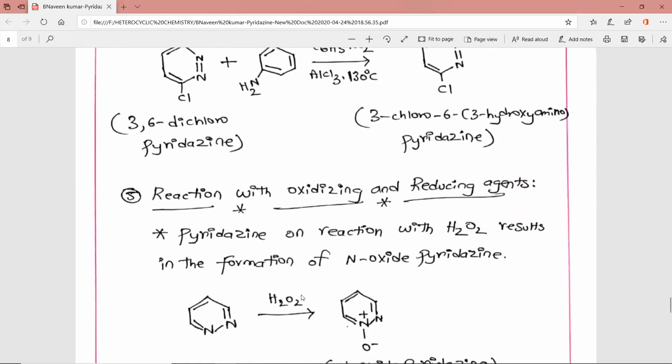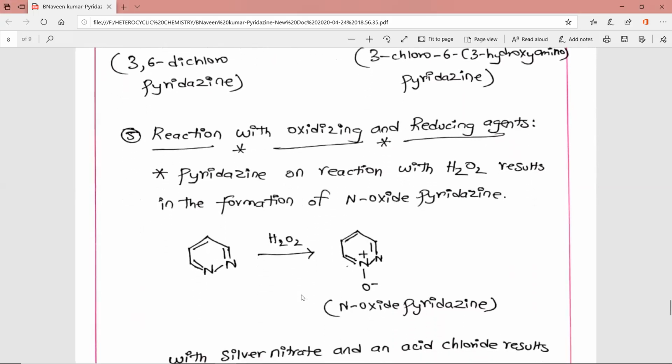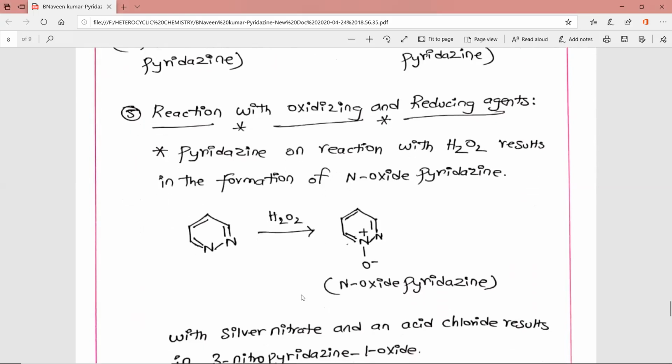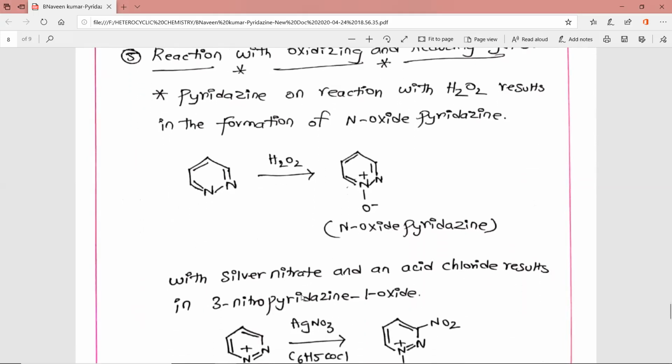So, reaction with oxidizing reagents. Pyridazine on reaction with hydrogen peroxide results in the formation of N-oxides of pyridazine. Here also we can see only one of the nitrogen atoms can form the N-oxide, not both.